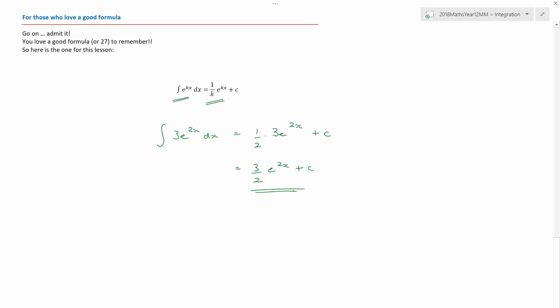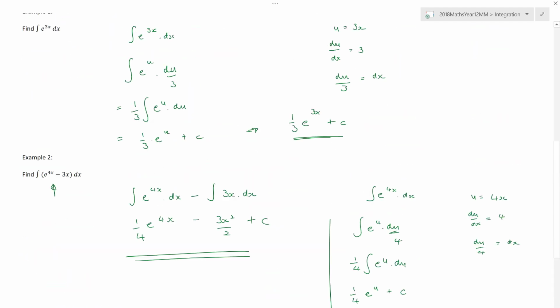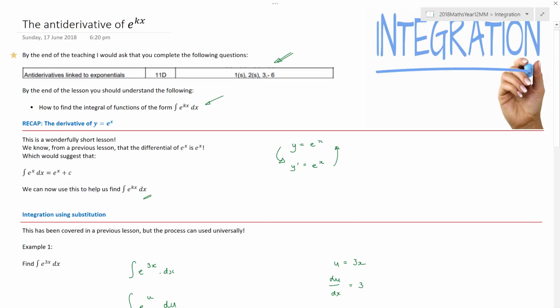Yes, in that situation, maybe using a formula was a little bit easier, but I don't want to keep remembering 27 different formulas. All right, 5 minutes and 46 seconds. I've got to have missed something. There's got to be something else here. Nope, ladies and gentlemen, that was the antiderivative of e to the kx, done in 5 minutes and 55 seconds.